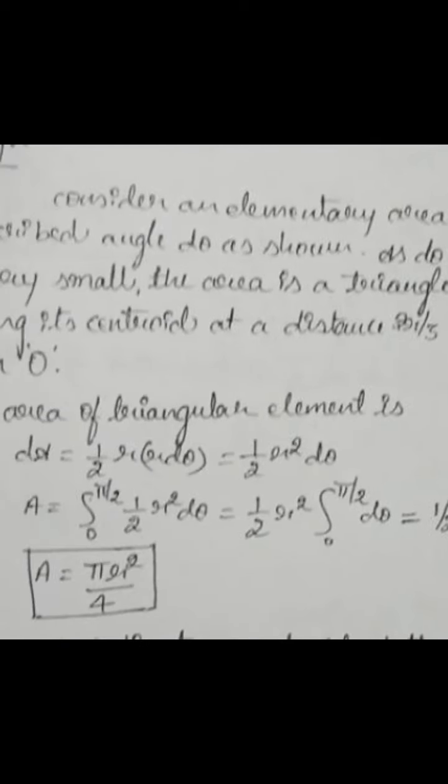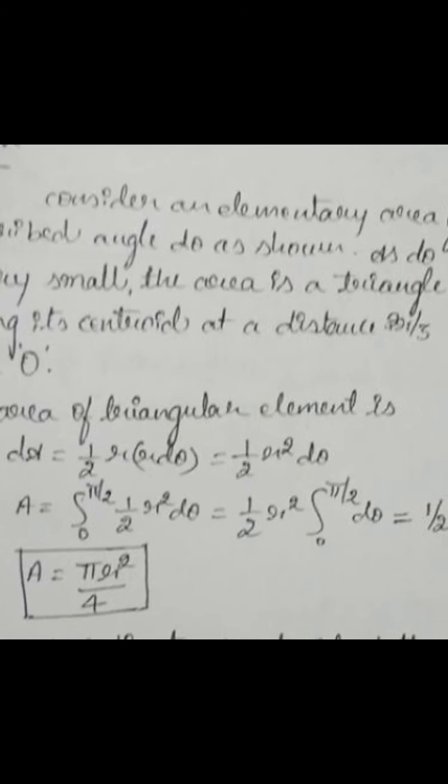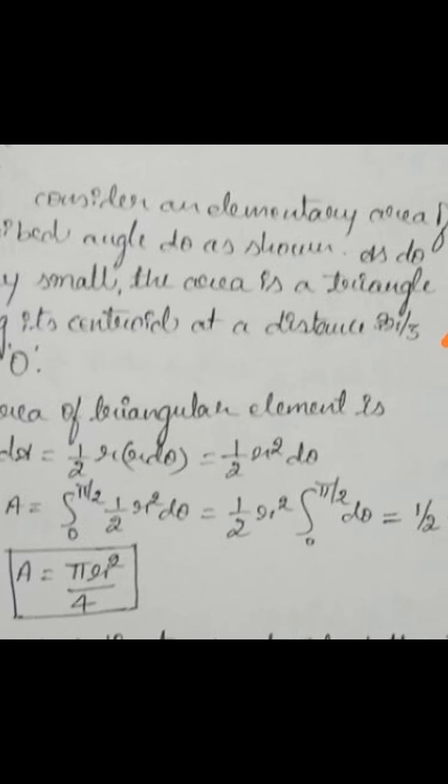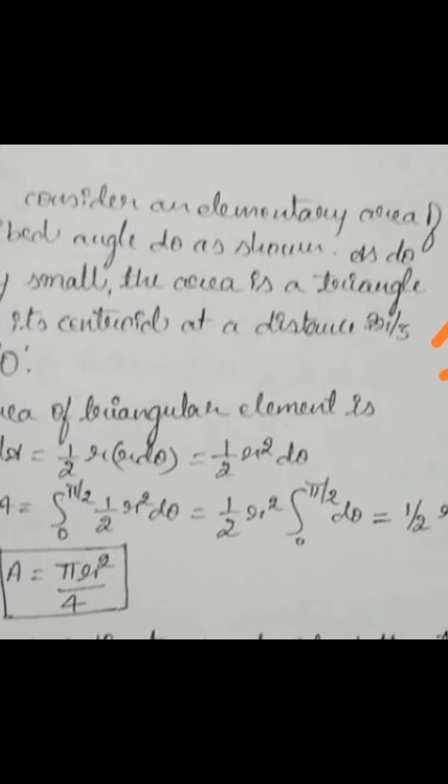So the area of the small elemental area is half r square d theta. But if you take the full area of a quadrant, it is pi r square by 4. So that is the area of the quadrant. Elemental area is half r square d theta. Full area is pi r square divided by 4. So now we have determined the area of the quadrant.